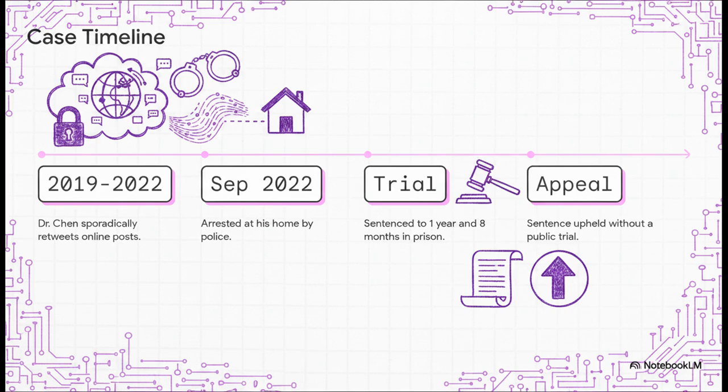Now, from a strictly legal standpoint, the absolutely crucial detail here is the evidence. You see, the evidence wasn't some complex conspiracy. It was just a digital collection of his online retweets. And the vast majority of these weren't even his original content. They were simply things he had shared from other users, which actually included official media and foreign embassy accounts.